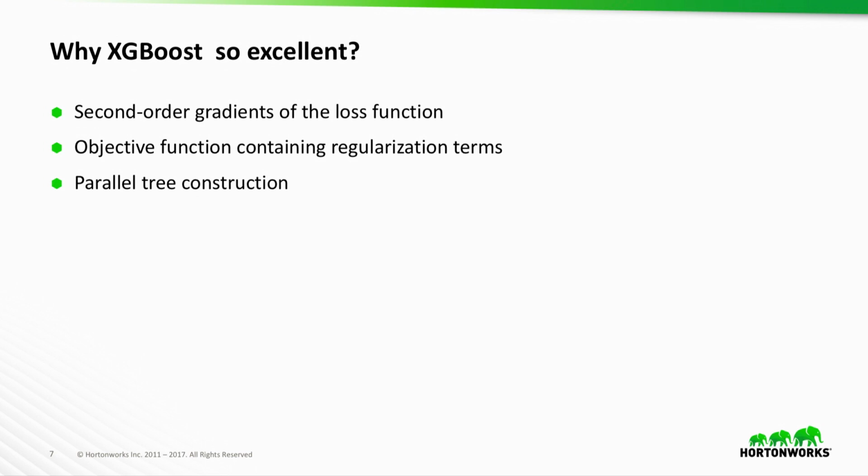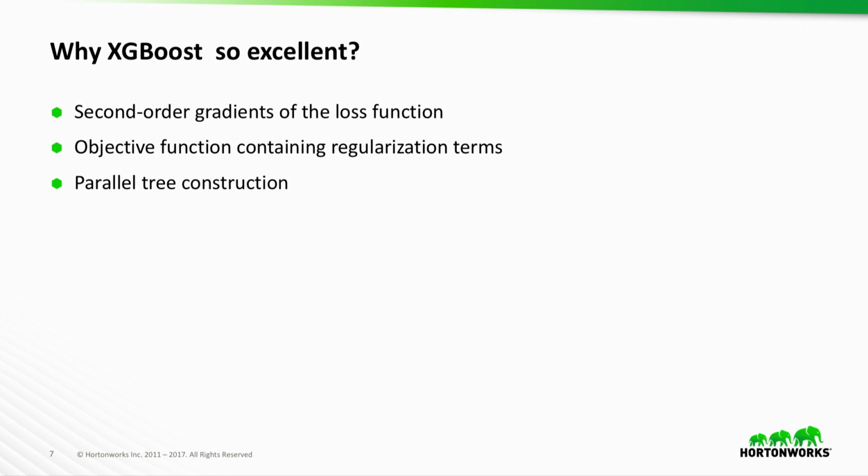First, from the mathematics, it uses the second order gradient for the loss function. Previously, if you used Newton or other approaches, it was first order. Second, it has an objective function to constrain the tree. Sometimes in machine learning we have a bigger problem like overfitting, meaning that even if your tree is perfect on your training data set, when you apply your model to prediction, the result is very bad.